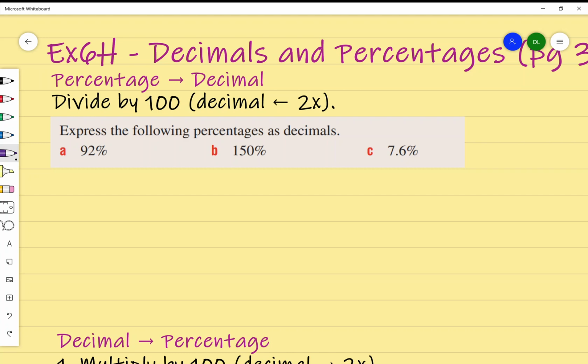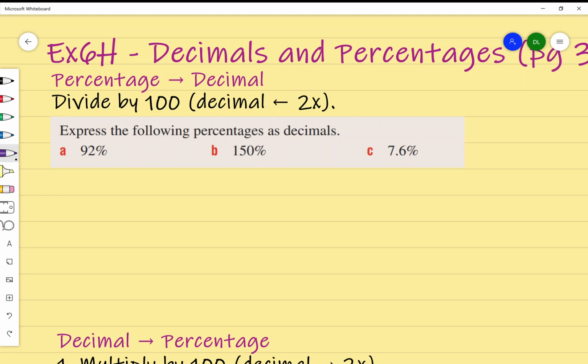So it says express the following percentages as decimals. 92%. As a percentage, what does percent mean again? Awesome. Out of 100. Remember, percent comes from the words per centum, which is Latin, by the way, and it means per 100 or out of 100. So 92% we know is out of 100, which is quite high, isn't it? To convert it into a decimal, we get rid of the percentage sign, and we move the decimal place left 2 times, which is the same as if we divide it by 100.